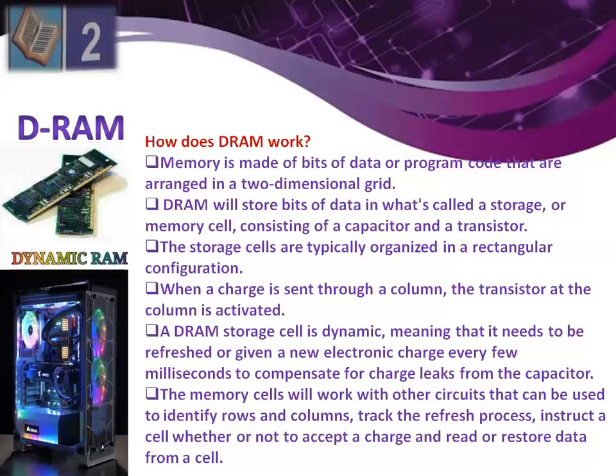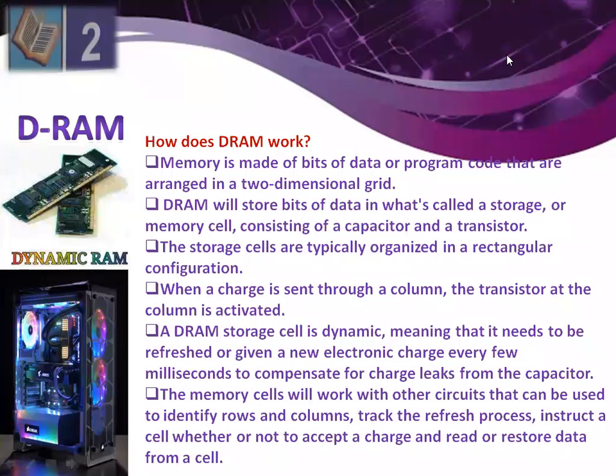The memory cell will work with other circuits that can be used to identify rows and columns, track the refresh process, instruct a cell whether or not to accept a charge, and read or restore data from a cell. So every time, DRAM needs a charge and to be refreshed to retain the power and the data.